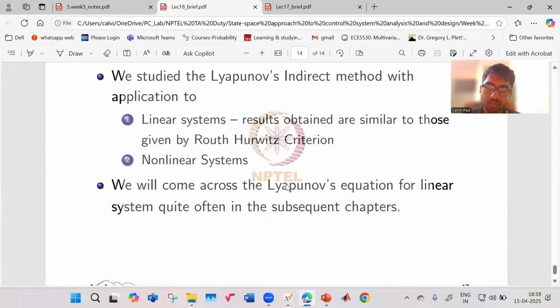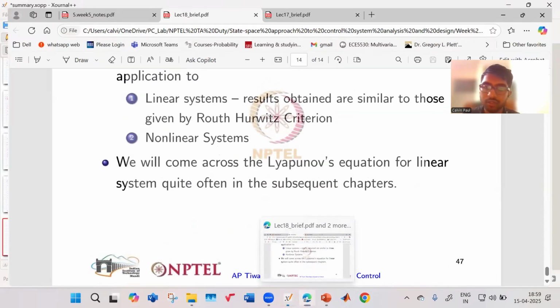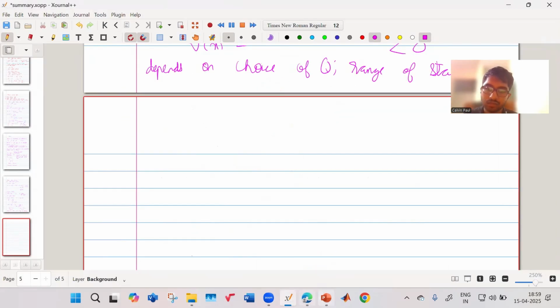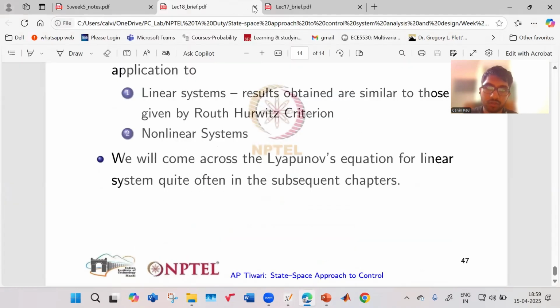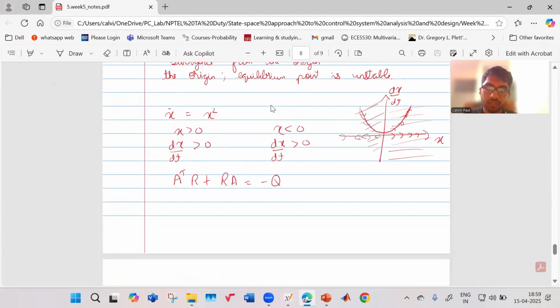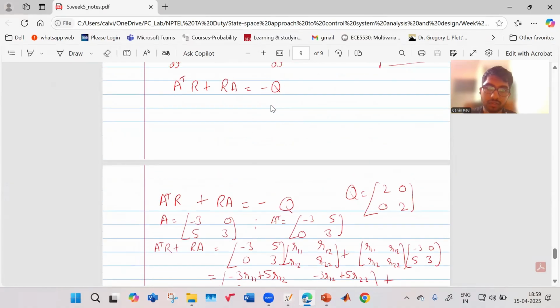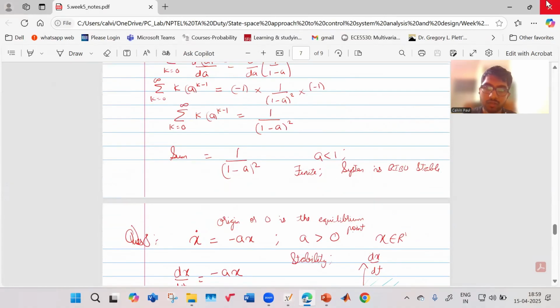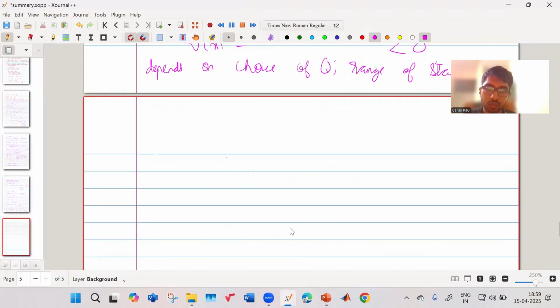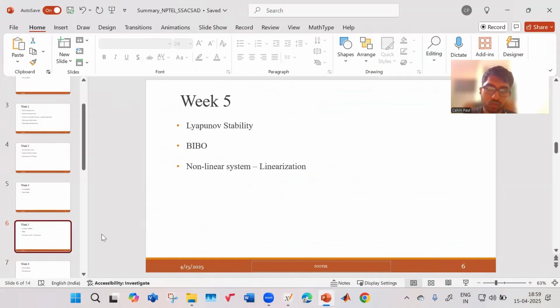So this is the power of Lyapunov stability. And also you can use the Routh-Hurwitz criterion and other methods to determine if the system is stable or not. So this is for week 5. Now we'll go to week 6.